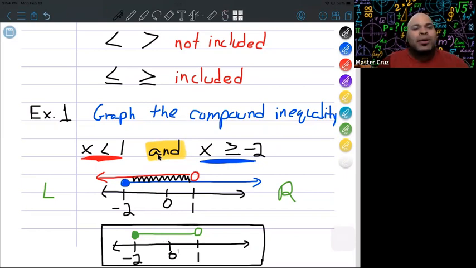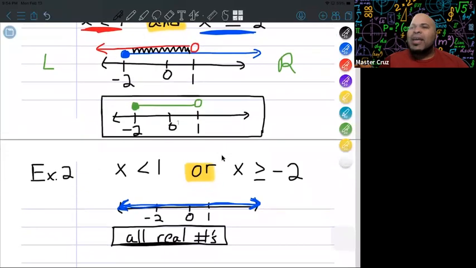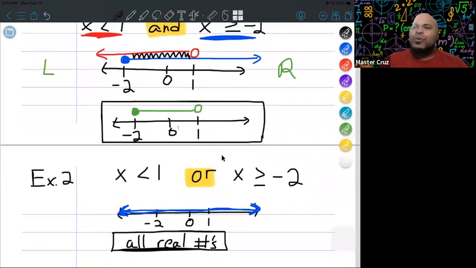Now, when we talked about compound inequalities, you're going to get two important words. The first word is and, and it means that both of them have to be satisfied. The second word is or. Okay, now I already graphed this one for you because this is the same problem. This is x is less than 1 or x is greater than or equal to -2. The difference here is the following.